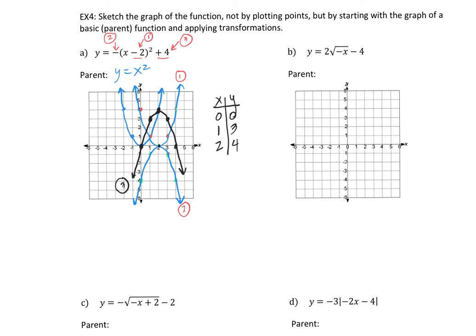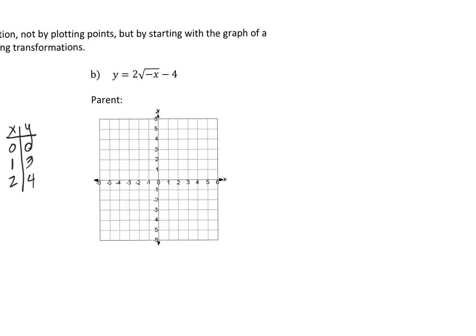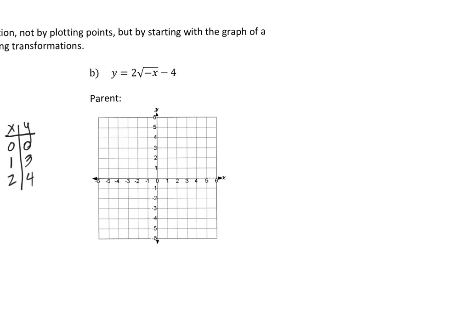So I did use the transformations. I took those key points for my basic or parent graph, and I moved them around. But again, it gets a little tricky because we have a bunch of different transformations now. Well, let's do another one. In part B, we have 2 times the square root of -x, minus 4.